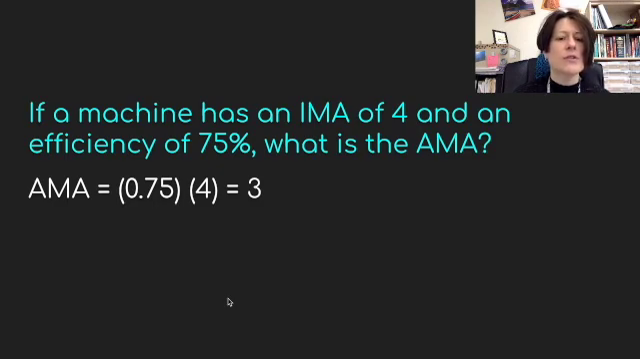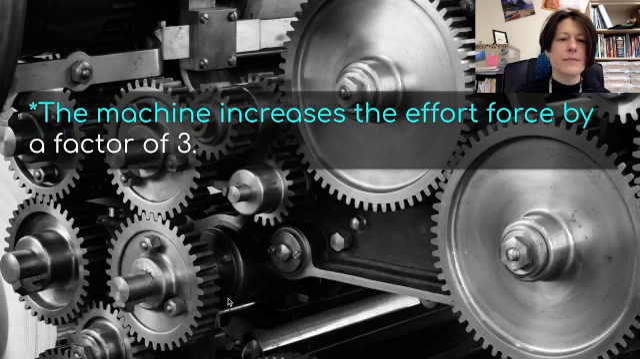And you could also think of it as dividing by 100. You have to put a decimal point in front of that 7. Then you multiply it by the ideal mechanical advantage of 4, and you get an answer of 3. What this means is that the machine increases the effort force by a factor of 3. It has the potential to increase it by a factor of 4, but because of its inefficiency, it's only a factor of 3.